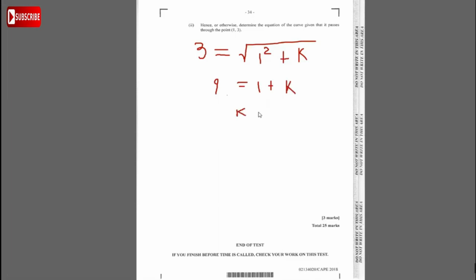And if k is equal to 8, then y is equal to the square root of x squared plus 8. This is the final answer. y is the square root of x squared plus 8.